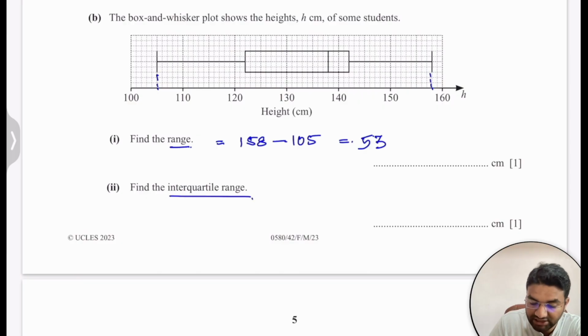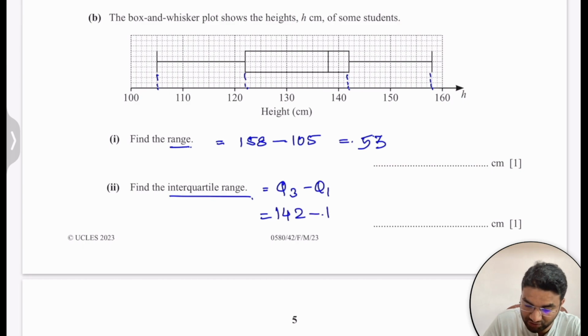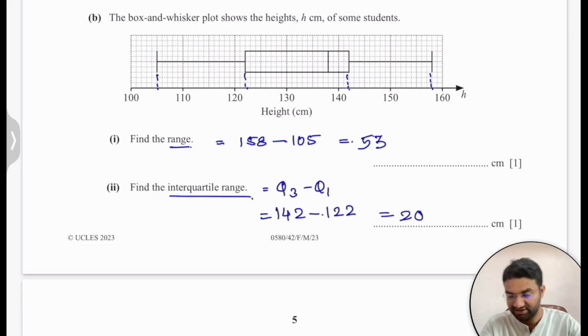Then interquartile range, IQR, is equal to Q3 minus Q1. Q3 is basically here 142 minus 100 here, 22, which is equal to just 20 is the IQR.